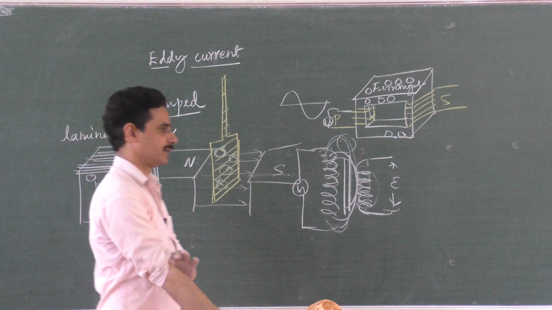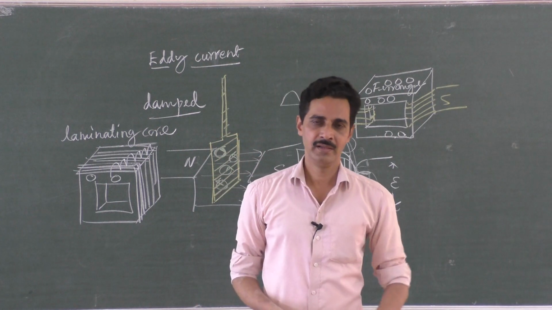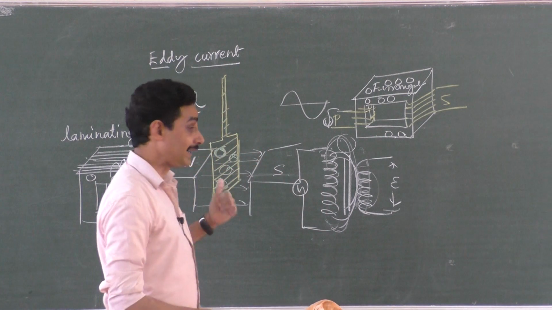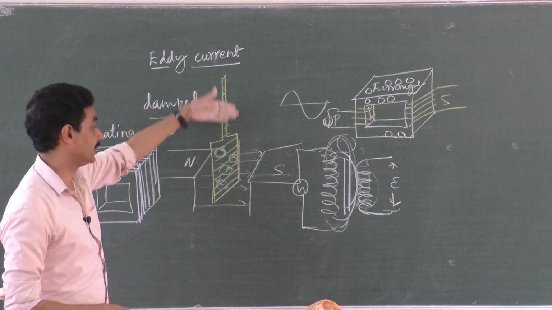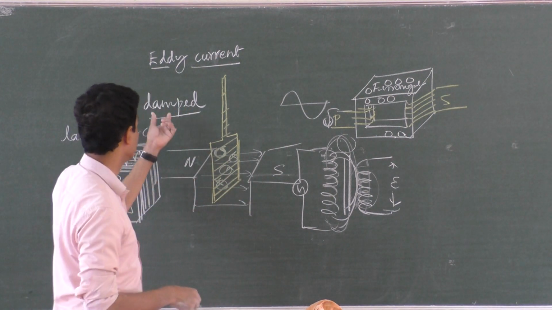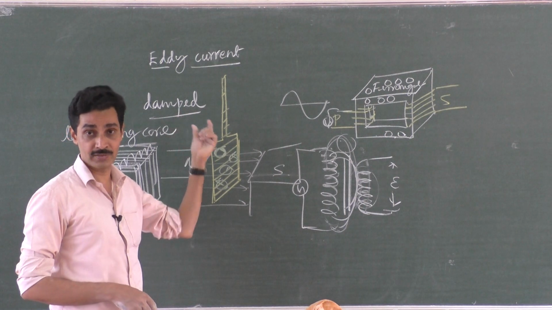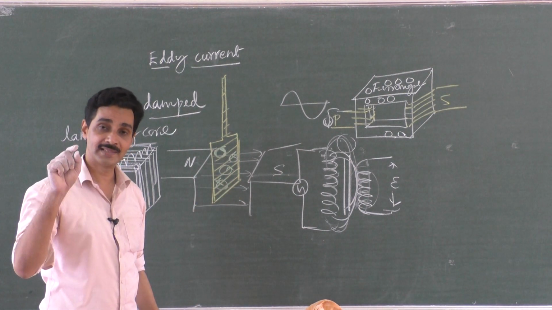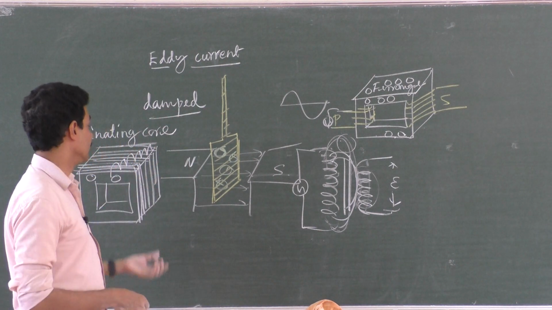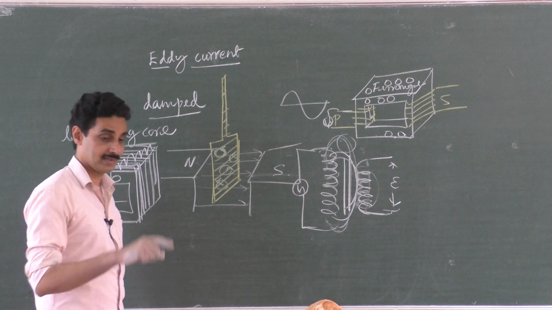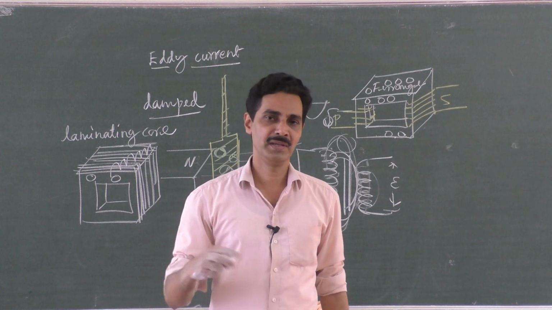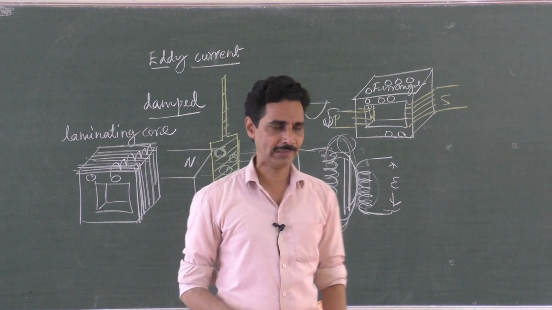How can you minimize eddy current loss in a transformer? By using laminating core. That's all, two words, finish. So eddy current is a loss, and it stops the oscillations of a pendulum. It damps the oscillations of the pendulum. Of course, sometimes it is an advantage also. If you want to stop it, use the eddy current. And the main loss of eddy current is in the transformer core, where it produces heat energy. But that can be minimized using laminated core, that's all, simple words.